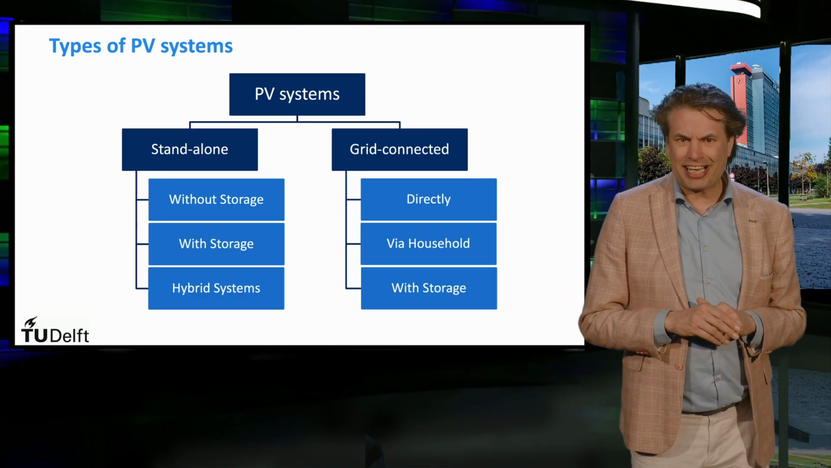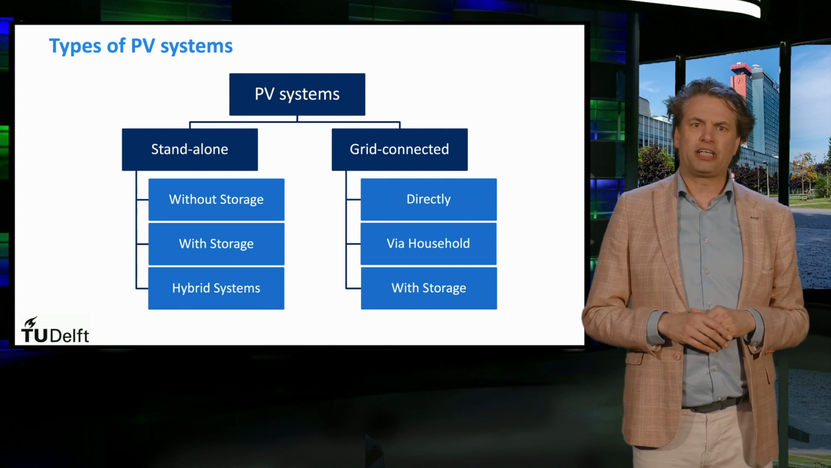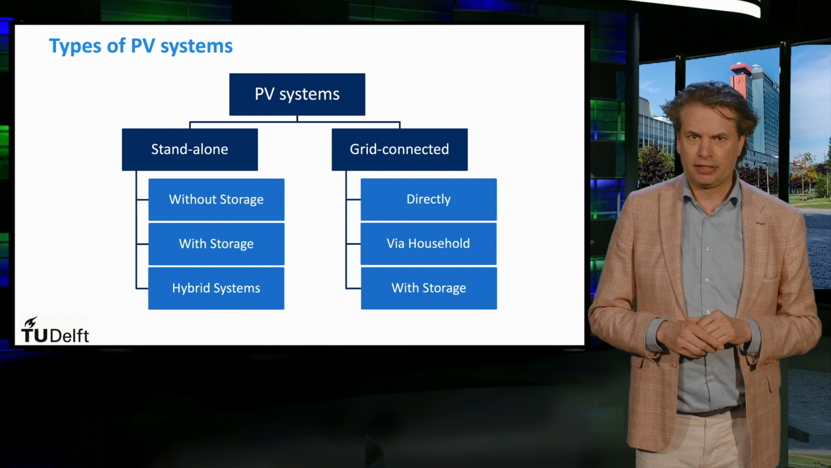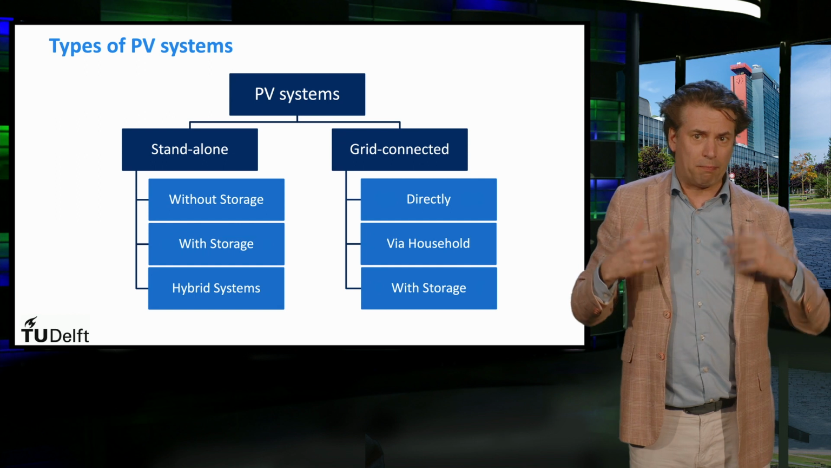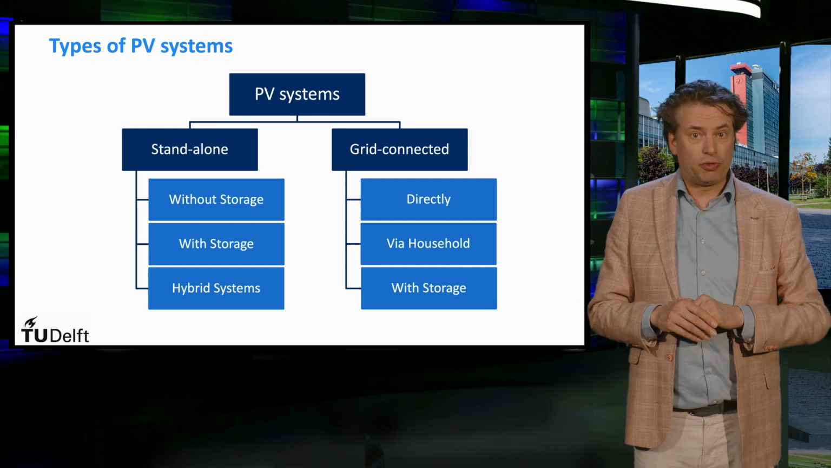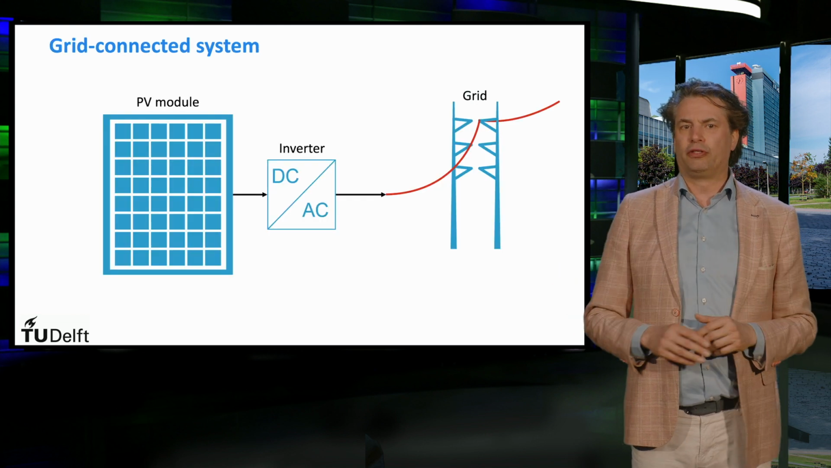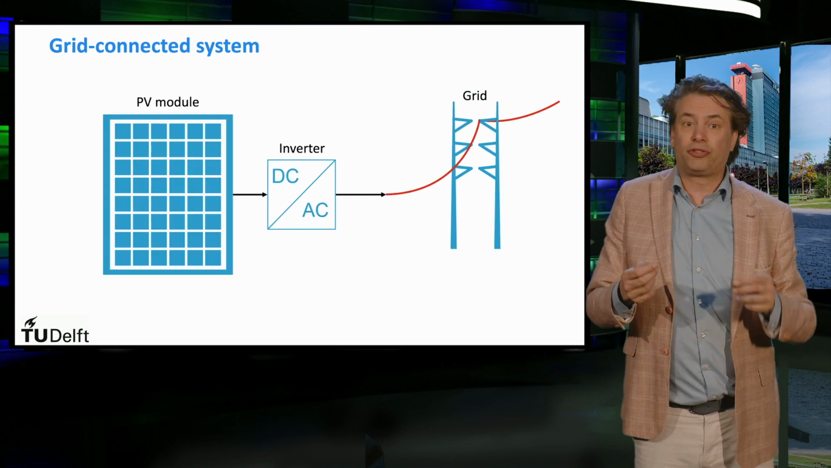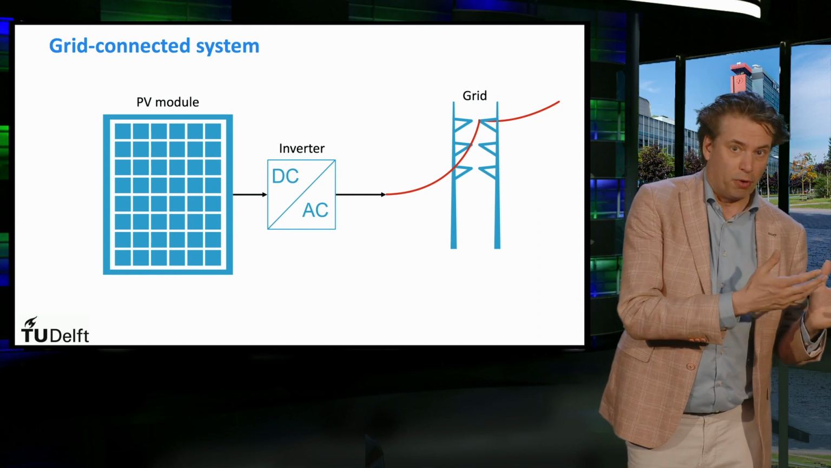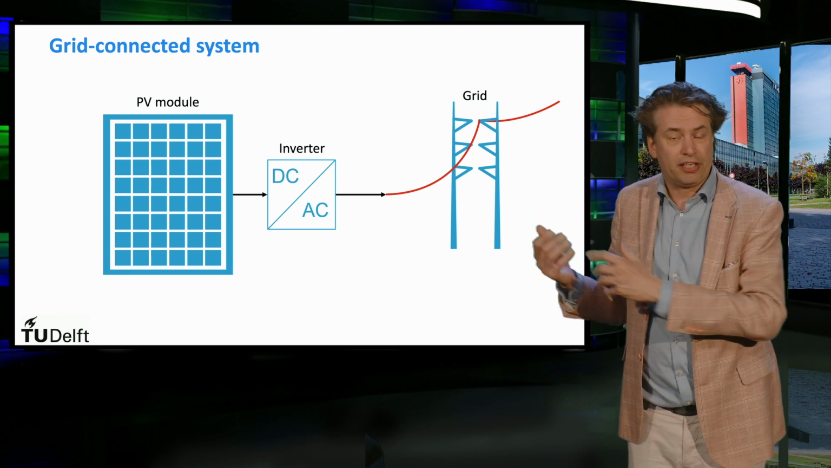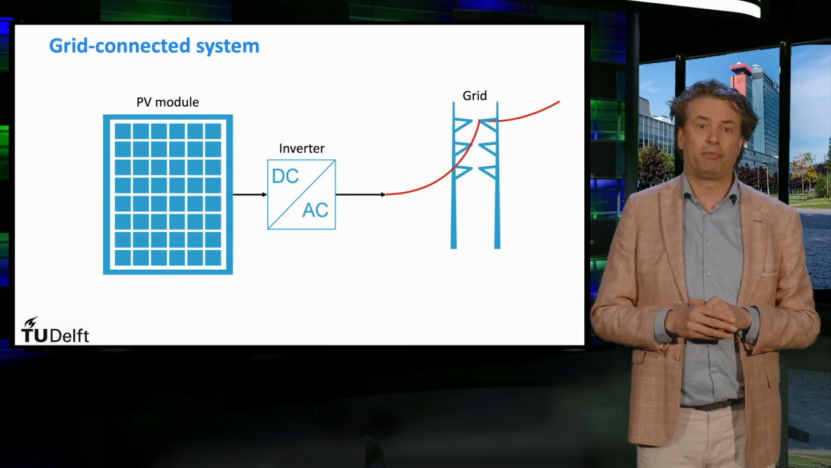Let's now move to the second group of PV systems, the grid-connected ones. Grid-connected systems are typically used in buildings. They can be connected to the grid directly or via a household and might also include storage, as we shall see in the next slides. In the simplest version, PV modules are directly connected to the grid via an inverter, which converts the DC power coming from the modules into AC power for the grid at 230 volts and 50 Hz in Europe, for example.